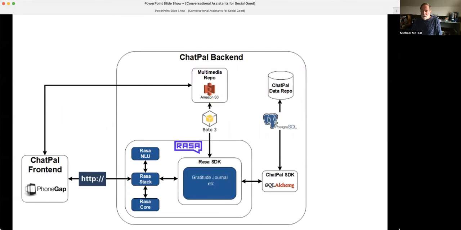Just very briefly, this is the architecture of ChatPal. So at the front end, we had an interface to mobile phones in Android and Apple iOS. The back end of the system was basically the RASA system, which consists of the natural language understanding component, and the RASA core, which deals with the management of the conversation, also known as the dialogue management. And then there were various repositories and so on for maintaining the data.